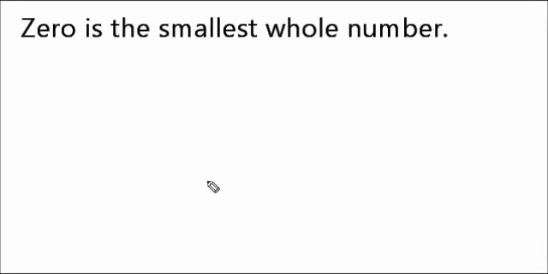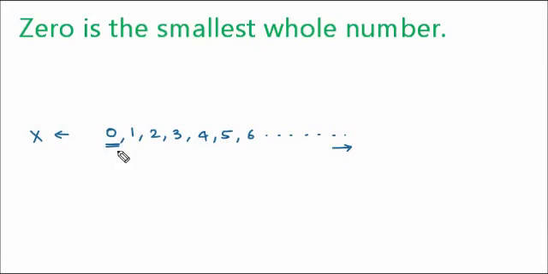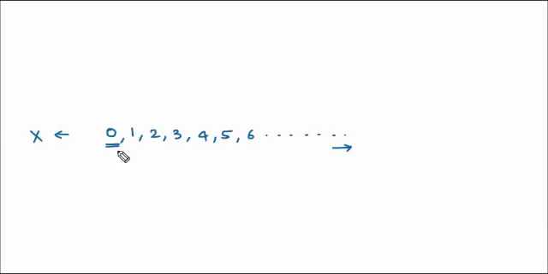0 is the smallest whole number. So how do we find whole numbers? We have natural numbers 1, 2, 3, 4, 5, 6 and so on, ever growing on this side. And then we add to this set of numbers 0. And when we add 0, we get whole numbers. So 0 is a whole number and so whole numbers start from 0. Is there any whole number to the left of 0? No, there are no whole numbers to the left of 0. And therefore 0 is the smallest whole number and hence the statement is true.